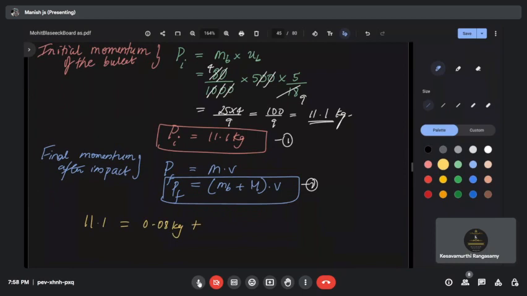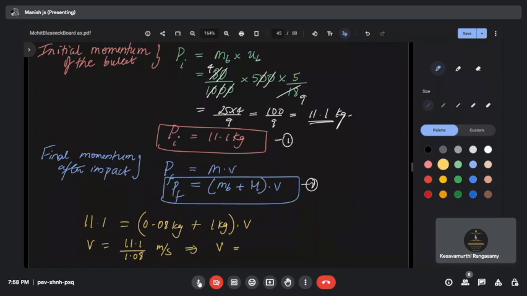What was the mass of the wooden block that was given in the question? Do you remember? 1 kg, right? Yes, sir. It was 1 kg, times V. Now you need to find out what V is. Just go for a rearrangement. So velocity is equal to 11.1 upon 0.08 plus 1, which is 1.08. Just simplify it and you get the velocity. So how much is 11.1 upon 1.08? You just need to simplify that.